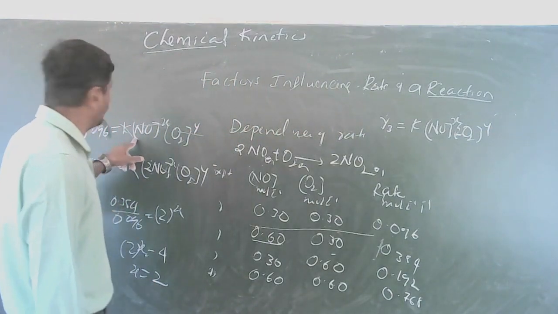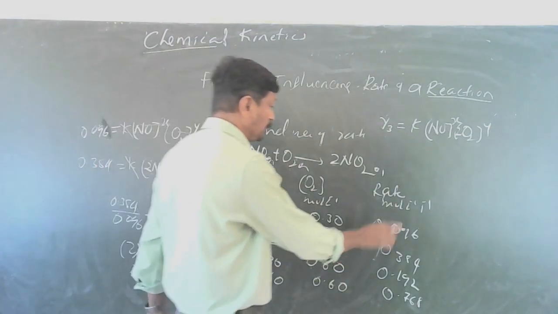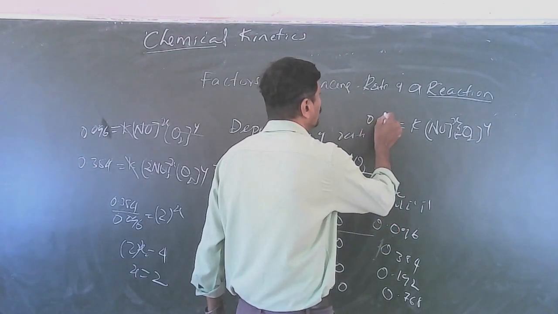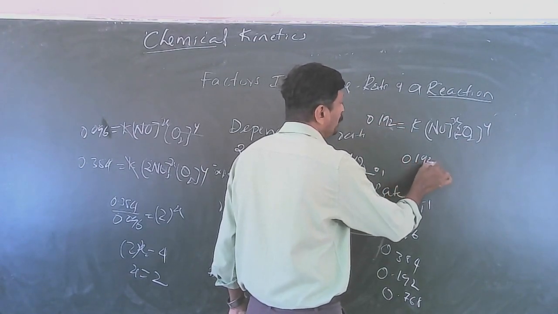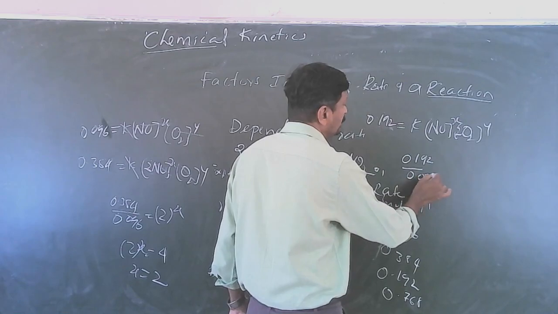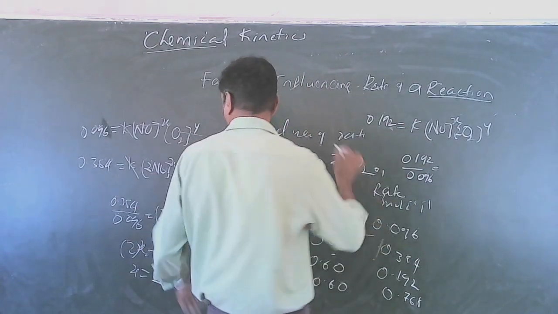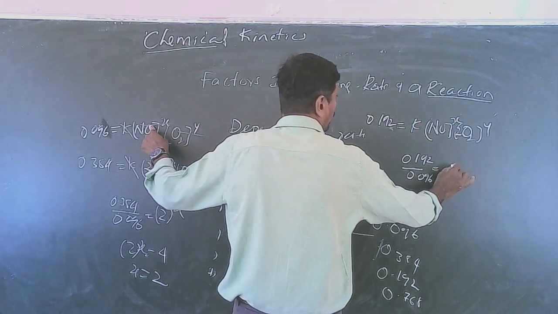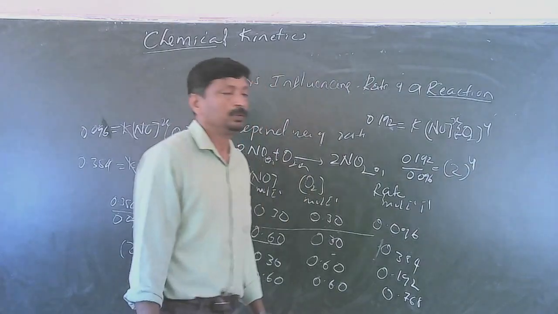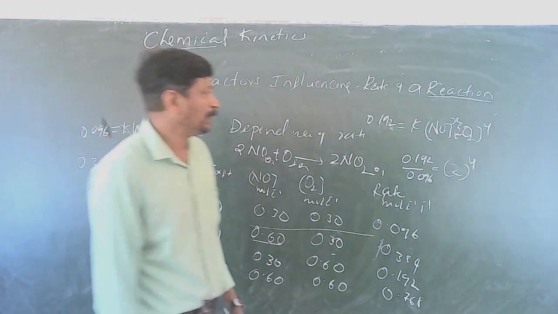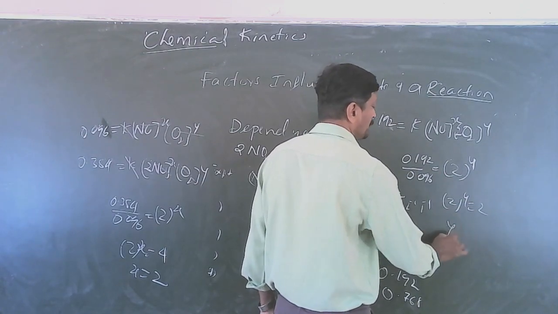Now divide R3 by R1. R3 is 0.192, so 0.192 divided by 0.096. Dividing, K gets cancelled, NO to the X gets cancelled, and what you get is 2 to the power of Y equal to 2. Therefore Y is equal to 1.